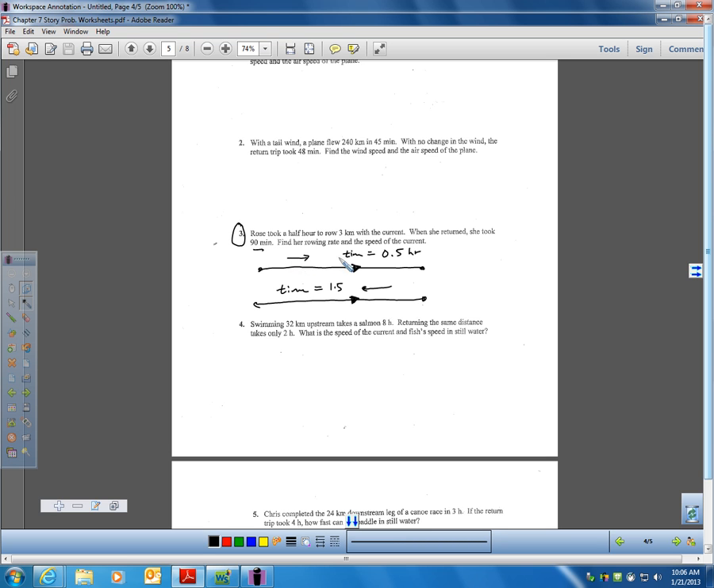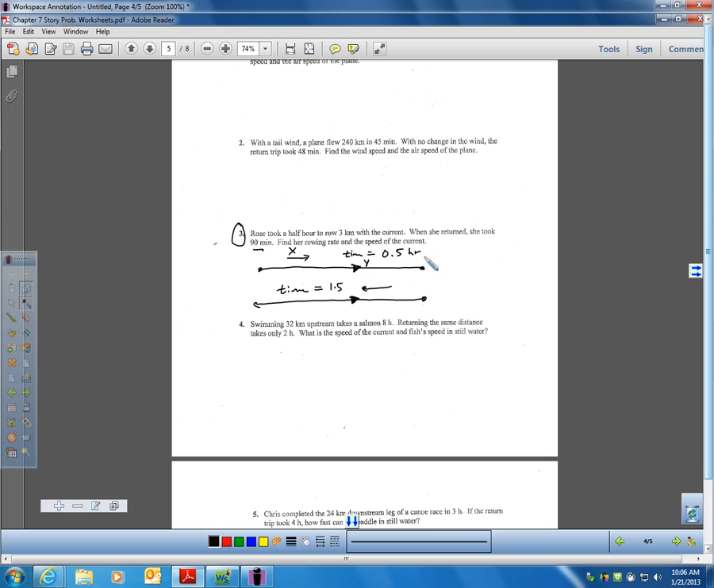Her rowing rate would be the same, okay? If you think about her rowing, the amount of paddling she's doing, or the speed of paddling, isn't changing either way. What's changing is the rate of the stream, okay? So here's the thing. Her paddling rate is X. The stream is moving at a rate of Y.